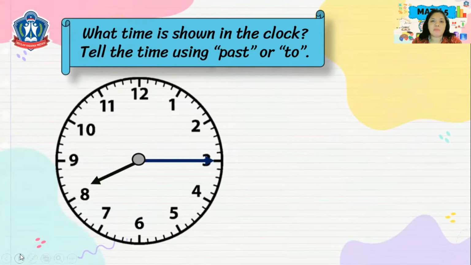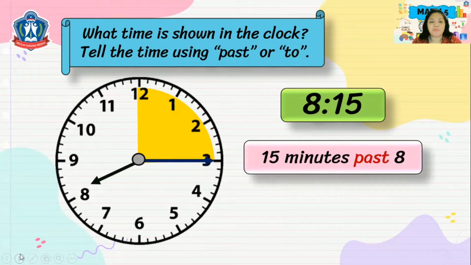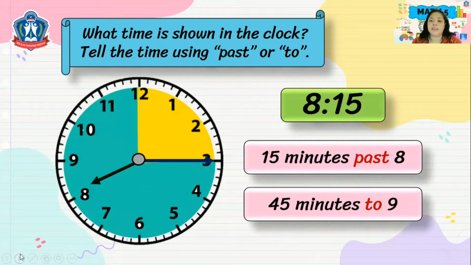Okay, I have here a clock. What time is shown? As we can see, this is 8:15. But how about if we tell the time using past or to? So 8:15, from 8 o'clock, how many minutes passed? Take a look. Yes, there are 15 minutes, or it's 15 minutes past 8 o'clock. How about if from 8 o'clock, the clock will move to 9 o'clock? How many more minutes will this clock move so it will become 9 o'clock? Let's check. Yes, it's 45 minutes to 9 o'clock. So this clock has 45 minutes more to go before it will reach 9 o'clock. So this is how to tell the time using past or to.